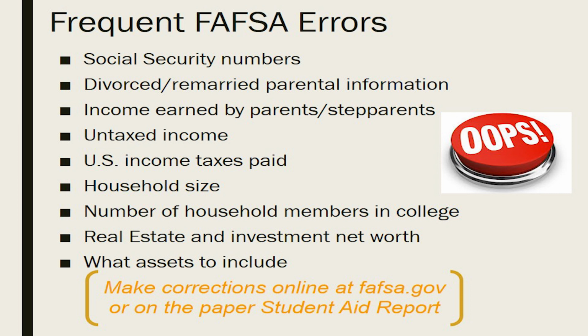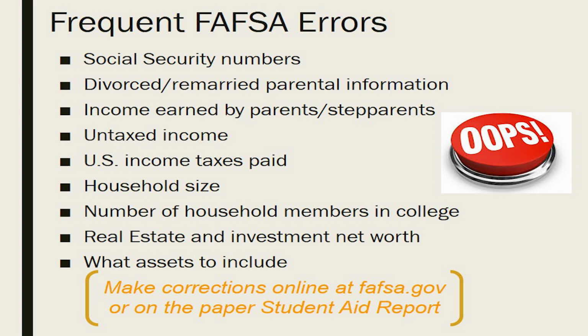Income earned by parents or step-parents, so sometimes they won't put the correct income in. Like I said, you won't be able to see that AGI, so it's going to be really important to have those documents. U.S. income taxes paid. The household size. Sometimes you'll forget a student, like if your child is under 24 and they're still in school, they are still considered part of the household, and sometimes parents will forget to put those students on. Number of household members in college.